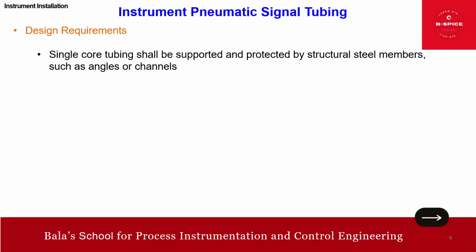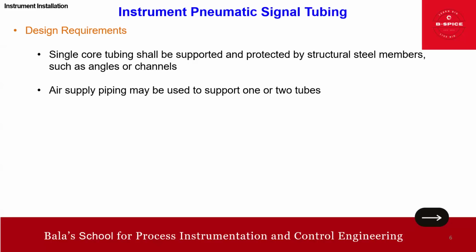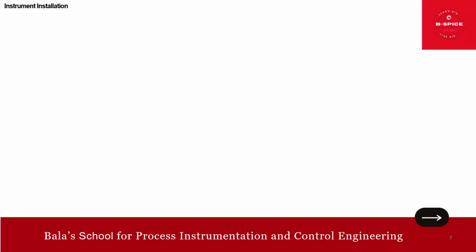Now we'll go into the instrument pneumatic signal tubing. This is just a small note actually. As part of the design requirement, we need to have single core tubing that shall be supported and protected by structural steel members such as angle channel. Using that angle channel, we can route this, right? Air supply piping may be used to support one or two tubes. Even the air supply piping, the GI pipe, that also we can use. That is a point. And tubes shall be strapped firmly to the piping. Strap means we need to tie it. That's it. A simple thing actually.